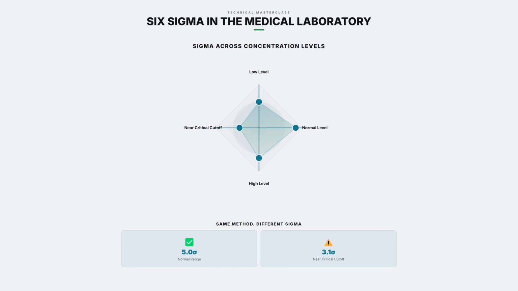Compute it at your method's low, normal, and high decision-relevant concentrations separately, and it's common to see meaningfully different sigma values across the range. The same method behaving like a 5 sigma performer at normal concentrations and a 3 sigma performer near a critical cutoff.